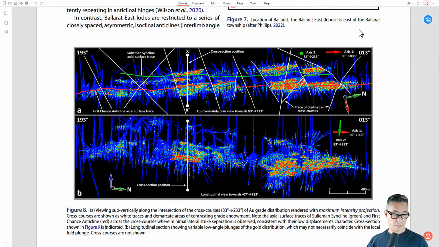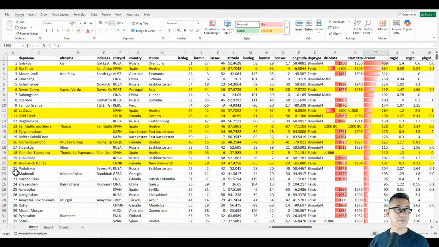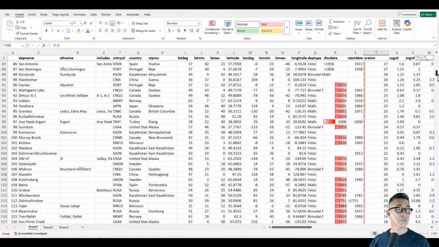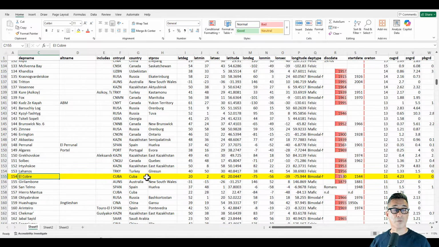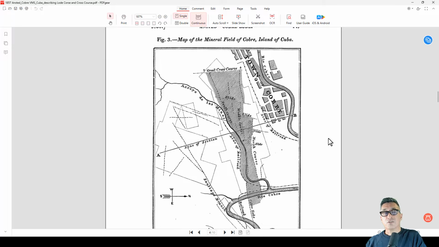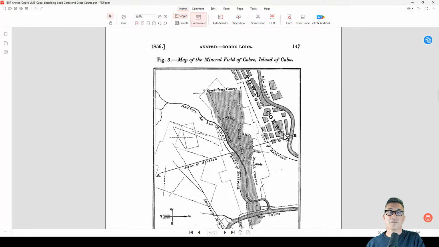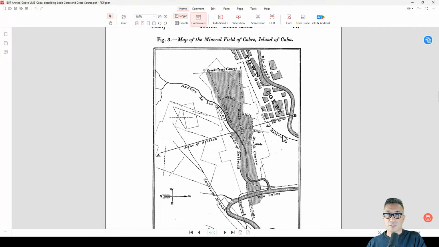And I'll show an example here. I'll show an example of a VMS deposit that is listed in the USGS. El Cobre, this one here, from Cuba, which was discovered in 1530. And the paper that I'm going to show you was published in the 1800s, 1856. So this is the main zone of mineralization, but you can see there's a cross course that basically truncates this mineralization over here. So this type of asymmetry in mineralization is not just in gold deposits, they're in VMS deposits that are considered to be syngenetic. And yeah, I'll be writing about those.